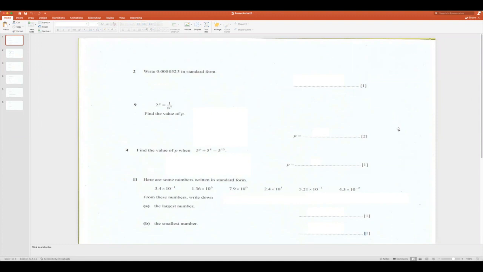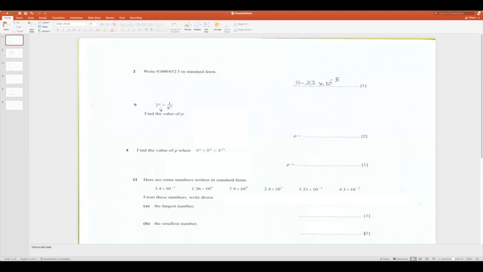Let us work out these questions I have taken from the past papers. Write 0.00000523 in standard form. What we have to do now, we have to put the decimal point after the non-zero value. That means after 5. We have to take the decimal point right side up to here. So 1, 2, 3, 4, 5 positions. So this is minus. So we can write this in standard form, 5.23 into 10 to the power minus 5.